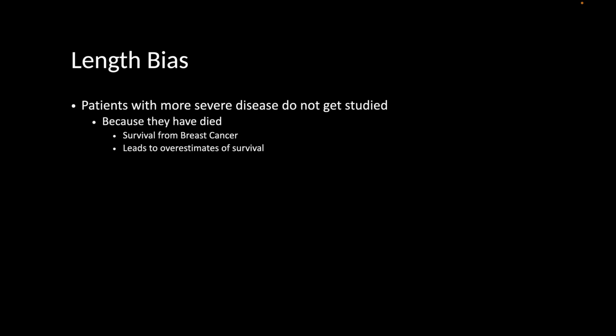Okay, so let's move on now to a special case of length bias. So length bias is a bias that happens in which patients with more severe disease tend to not get studied. So the people who have very aggressive illness that progresses rapidly onto death or to the outcome of interest tend to not even make it into trials. Again, often because they have died. So survival from breast cancer, not all breast cancers are the same. So if people who have really aggressive breast cancer tend to not make it into the trials looking at risk factors for survival from breast cancer, that leads to overestimates of survival because we're ending up with a group of people who tend to be less sick.